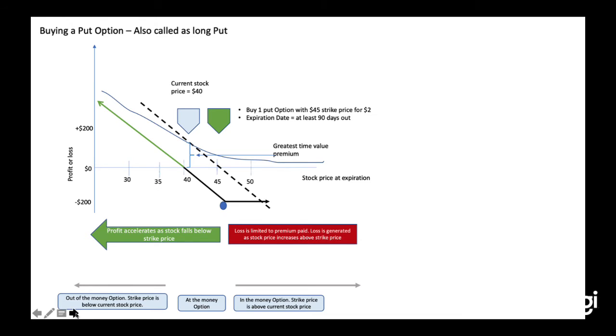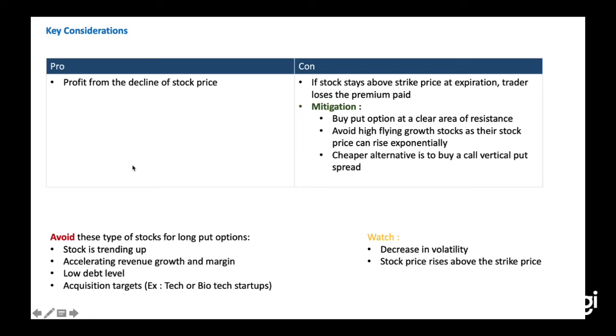And then we'll go into some key considerations. So you're buying a put option because you want to profit from a decline of the stock price. Some of the cons: if the stock stays above the strike price at expiration, you will lose the premium that you paid. From a mitigation perspective, buy a put option at a clear area of resistance. Avoid some high flying growth stocks that can increase their price exponentially. And a cheaper alternative is to buy a vertical put spread instead of an outright purchase of a put option.